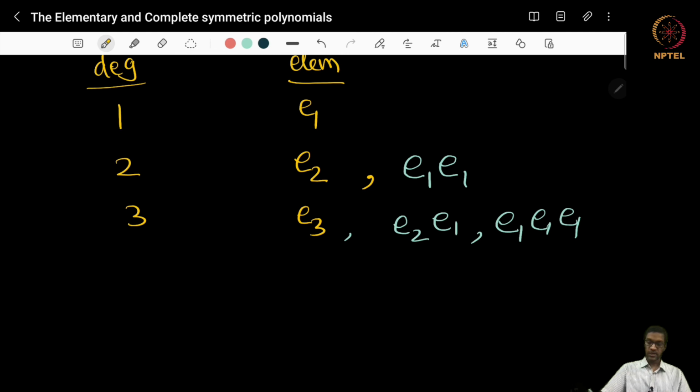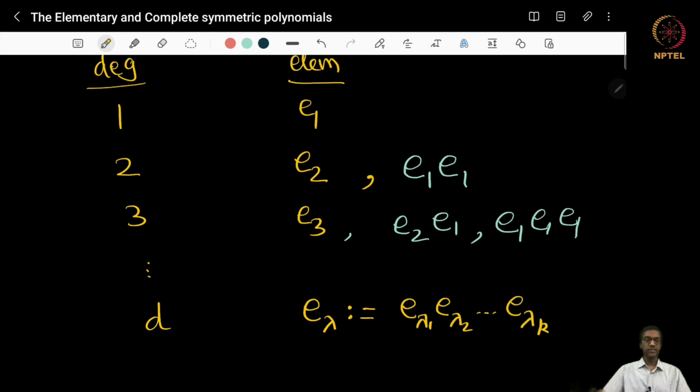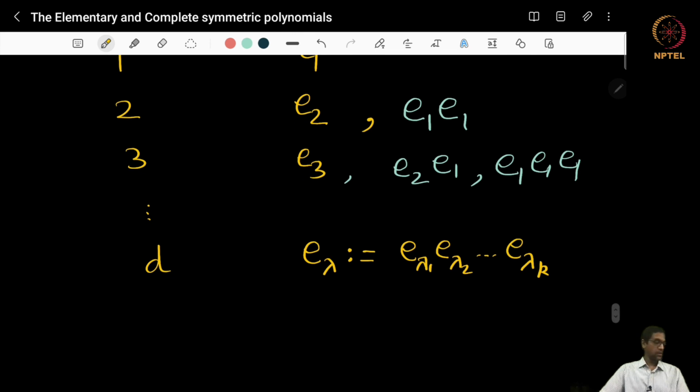So here's a general definition. There's e_d, of course, that's the original guy, but I can define these analogs, which are as follows. So let me define something called e sub lambda. What is e sub lambda? By definition, it's a product of the elementary symmetric polynomials e lambda 1, e lambda 2, e lambda k. I am suppressing the variable x in all these definitions. So these are going to be the new guys I'm going to look at.